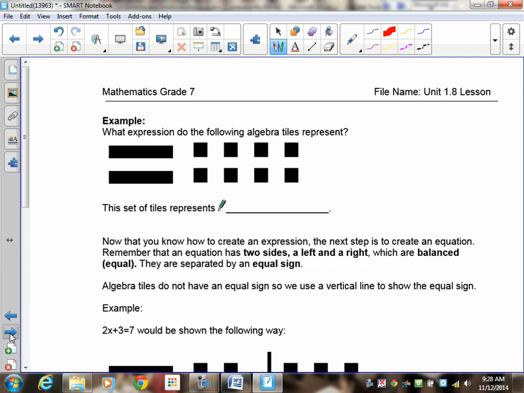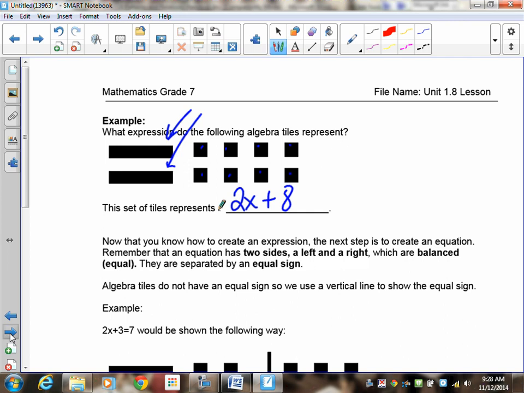Taking a look at this, you can see that I've got 1, 2 x's. That means I've got 2x. And I've got 1, 2, 3, 4, 5, 6, 7, 8 1's. So that's plus 8. Okay.